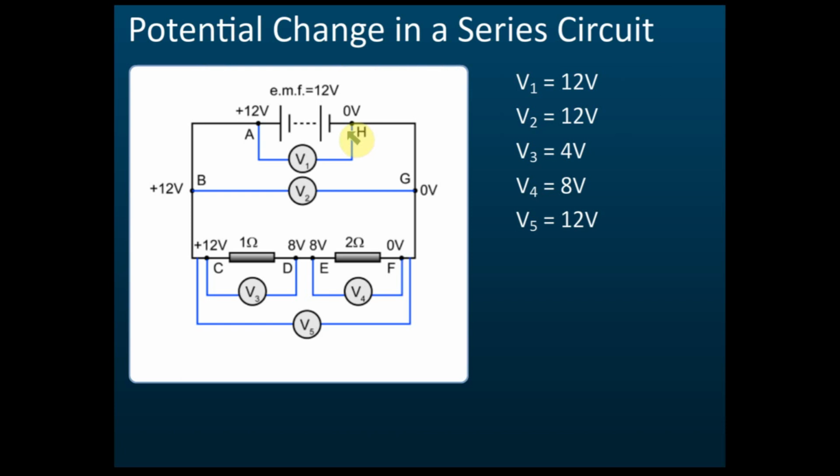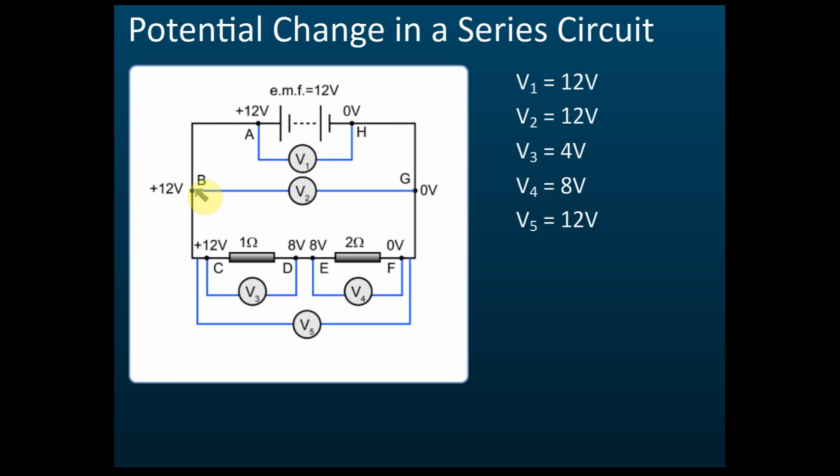Now let's see the potential difference. Potential difference is the difference of the potential. For example, here the potential is 12 volt, here the potential is 0 volt. So the potential difference is 12. So if you connect a voltmeter here, the reading will show 12 volt.